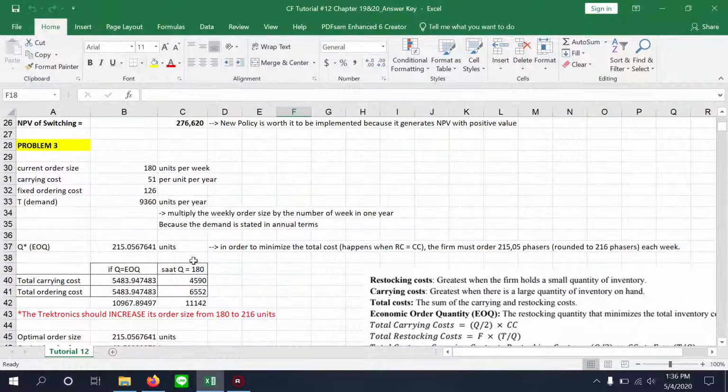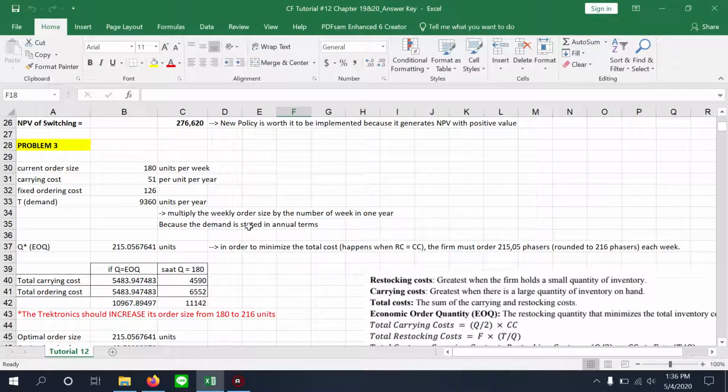And the last problem will be talking about the economic order quantity. So we are talking a little bit about inventory. If you are a finance manager, you'll always try to minimize all the costs. So here, we try to minimize the cost of inventory.